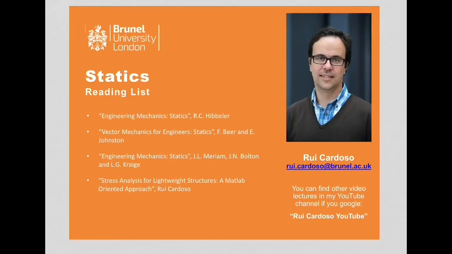I would like also to say that all the examples I will be doing in these lectures and tutorials, not all of them, but many of them, were taken from the recommended books I have listed in this slide. Engineering Mechanics Statics from Hibbeler, Vector Mechanics for Engineers, Statics from Beer and Johnson, Engineering Mechanics Statics from Meriam, Bolton and Craig, and also my own book, Stress Analysis for Lightweight Structures, a MATLAB-oriented approach. Sometimes I refer to which book I've taken the example from, sometimes I don't, but these are the books that I follow. In case I forget to mention which book, you have the list of books here, so you know where they came from.